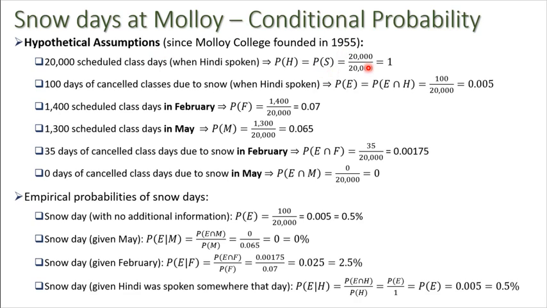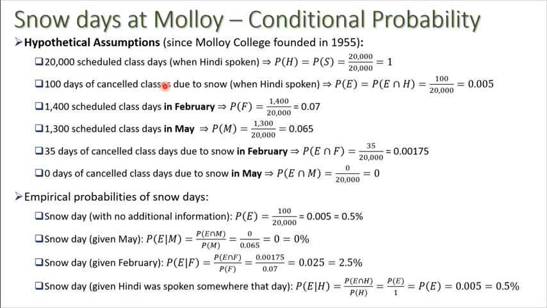It's 20,000 over 20,000. And I'm also now going to change the variables representing the events, so I don't use F for both, F for Hindi, day in February, and day in May. So I'll use H for Hindi and F for February and M for May. So we say that the probability that the day is in S, right, is just going to be 20,000 over 20,000 or 1, right? This is also the probability that it is in H, because H is going to be the same as S, right? It's all the days when Hindi was spoken somewhere.